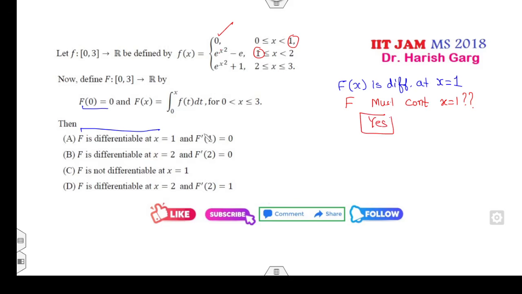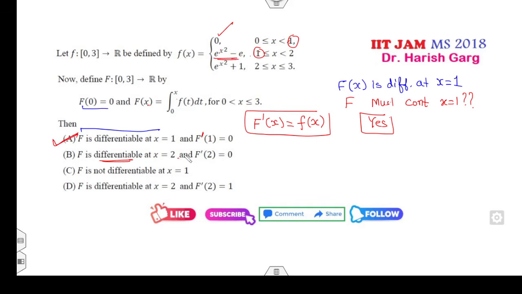So once f is continuous, what is the value of the f dash? So you can see f dash will be nothing but small f of x. So what is the value of the f of 1? f of 1 will be 0. Yes, first satisfied.